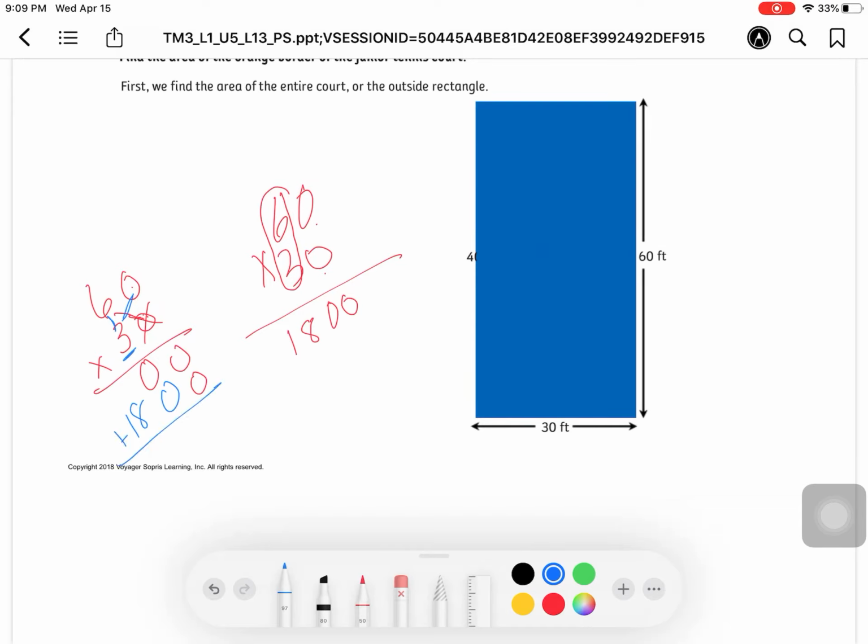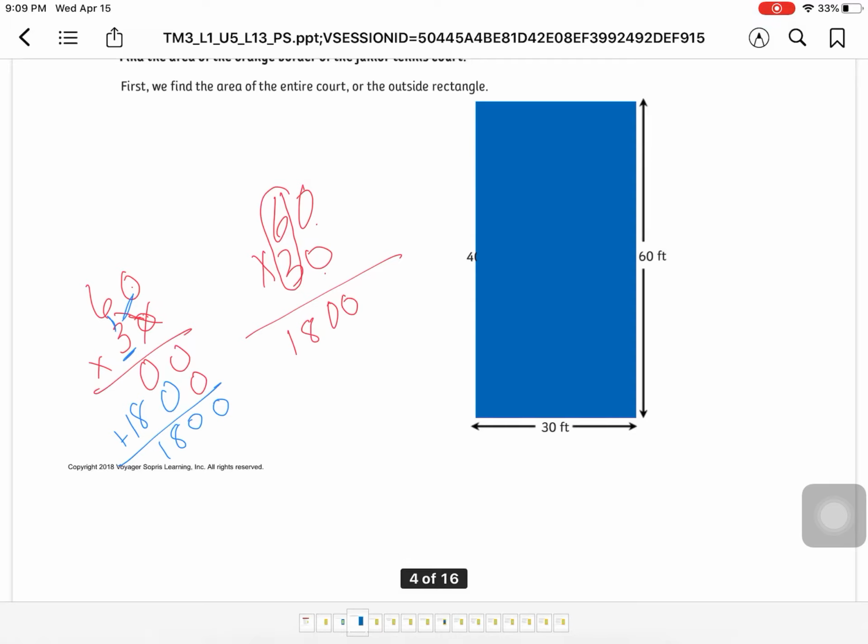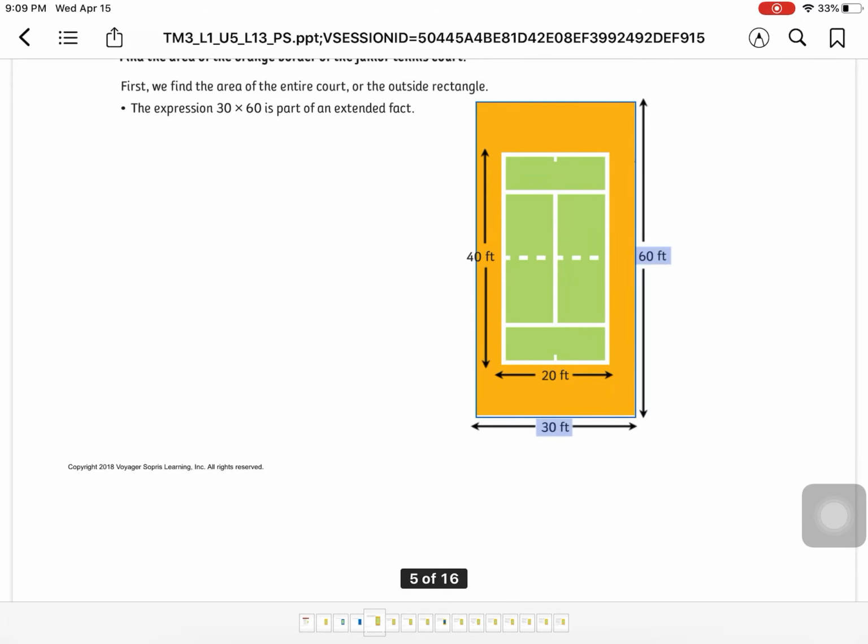Then we add those all together. So we would end up with 1,800. Whichever method you use is totally fine. So my whole entire area of that court is 1,800 feet squared.